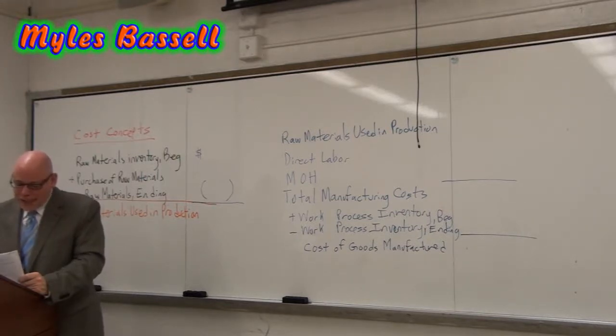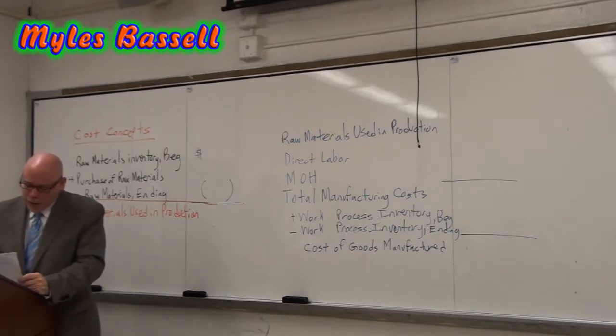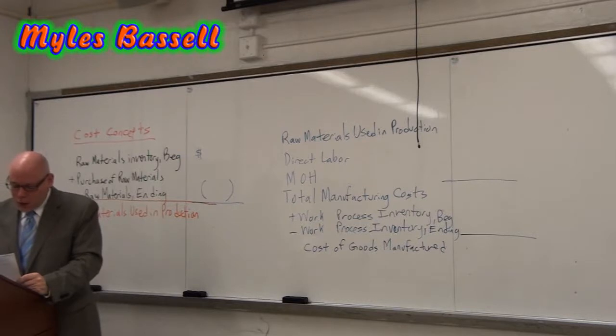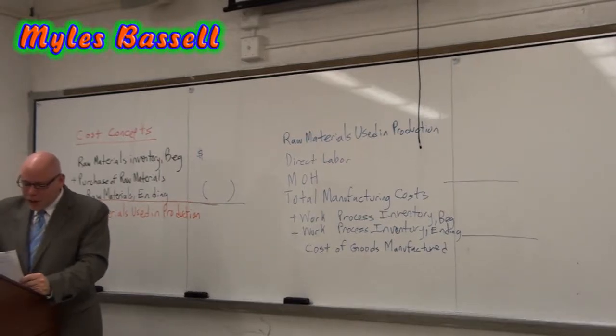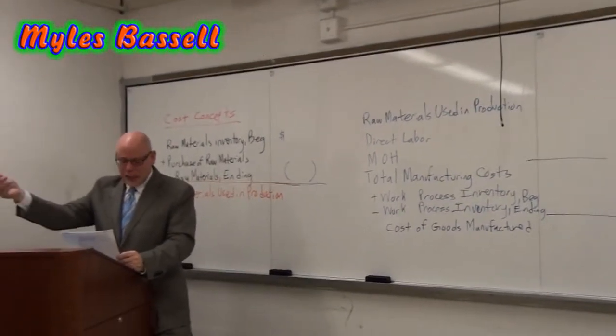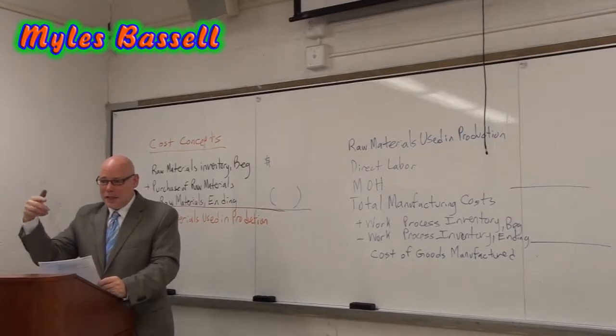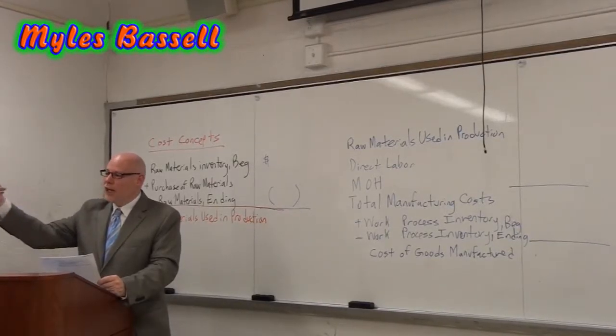All right, the next question says, the salary of the chief executive officer would be considered, and then we have some choices. Is it a manufacturing cost? Is it a product cost? Is it an administrative cost? Is it a manufacturing overhead cost? So now, the salary of the CEO, is that? It's administrative, right? As far as selling, general, and administrative.